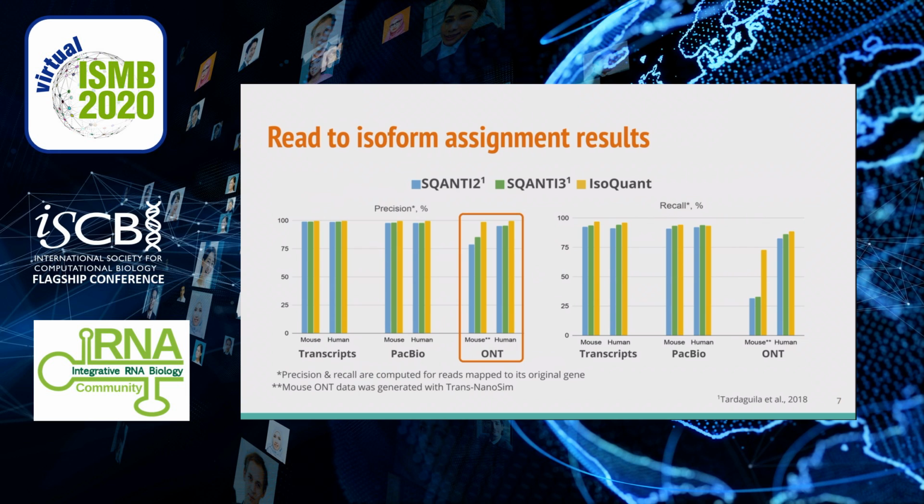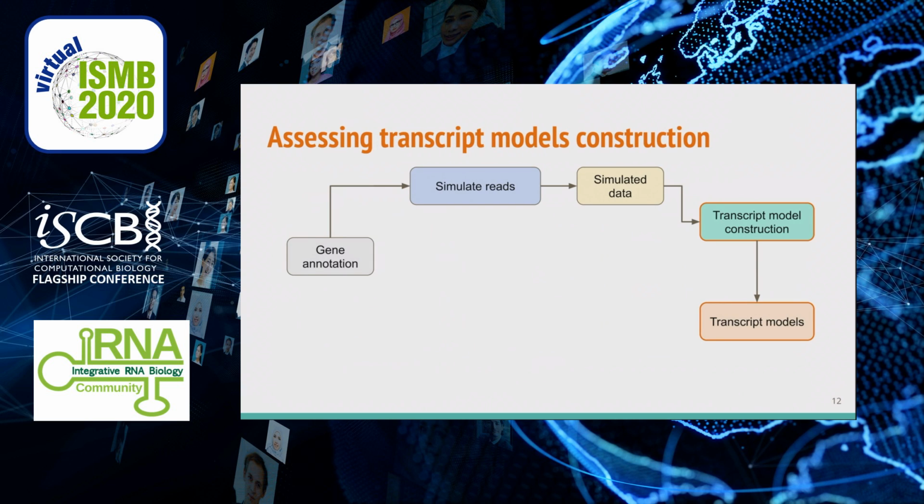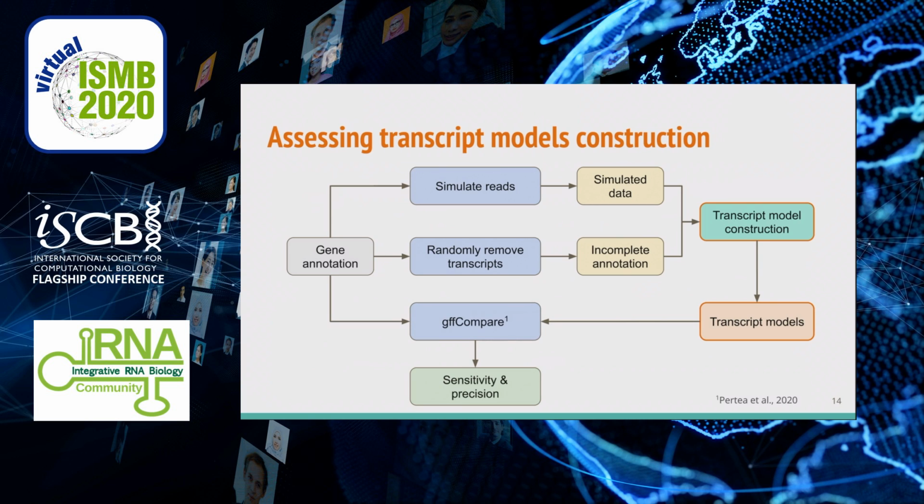The second experiment we carried out is assessing transcript model construction tools. Again, we simulated reads using the entire gene annotation and provided them to tools which are capable of constructing novel transcript models. However, we also provided incomplete gene annotation to these tools by randomly removing about 5% of spliced transcripts. Further, we compared the results of transcript model construction against the original complete annotation using GFF compare, which allows us to compute sensitivity and precision.